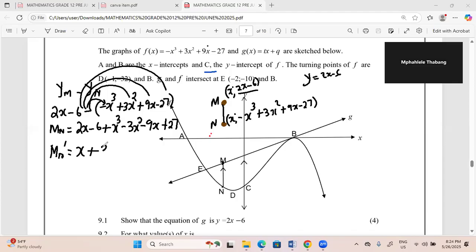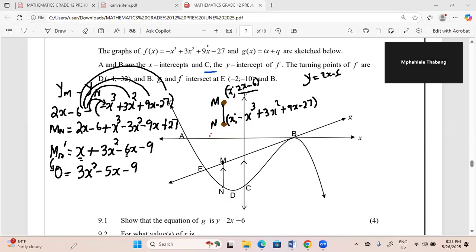Derive x cubed is 3x squared. Derive minus 3x squared, it's minus 6x. Derive minus 9x, it's minus 9. Derive 27, it's 0. So now you put MN prime equals 0, because for the length MN to be at its maximum, the first derivative of MN has to be 0. Then you say 3x squared, 2x minus 6x is minus 4x... 3x squared minus 5x minus 9.